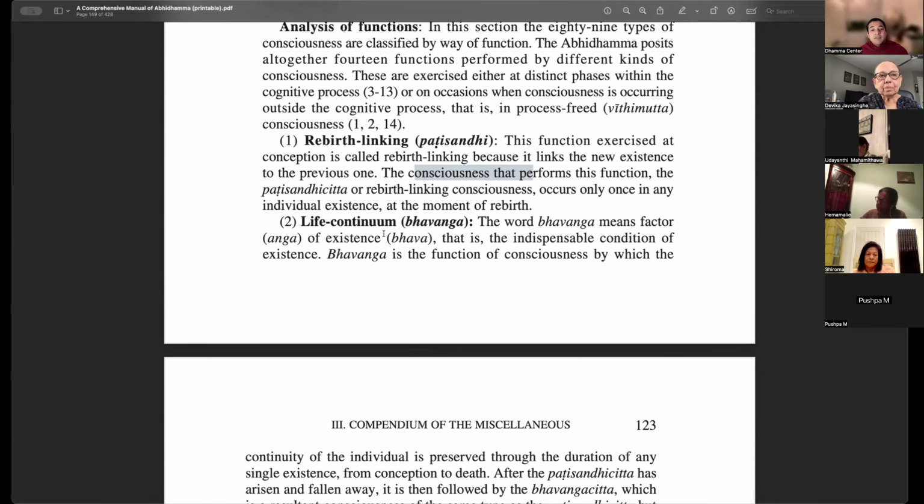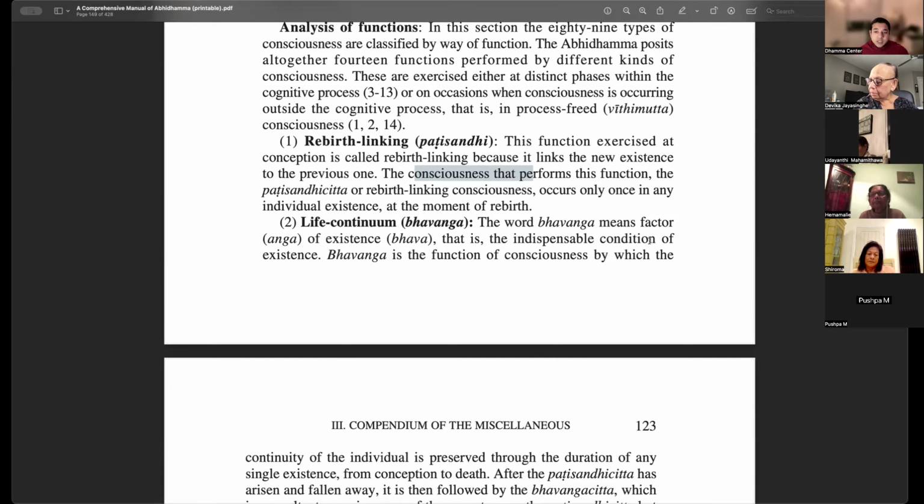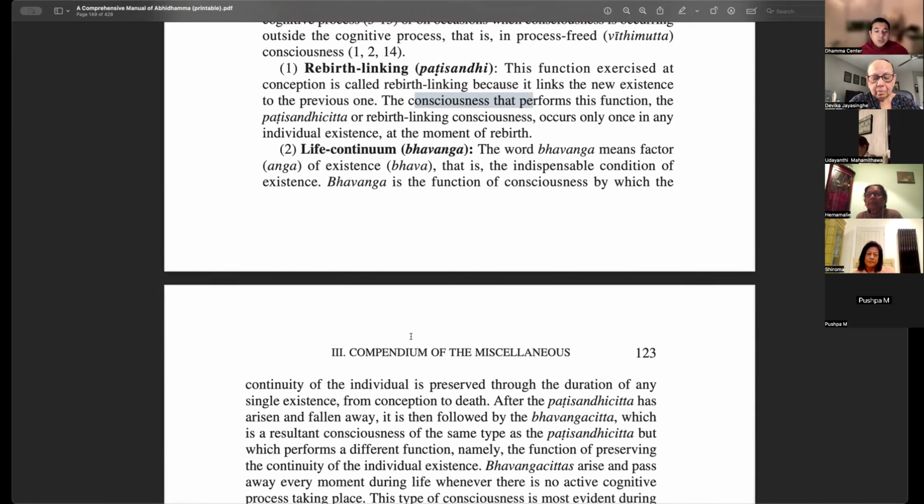Now, life continuum, Bhavanga. The word Bhavanga means factor, anga of existence. That is the indispensable condition of existence. Bhavanga is the function of consciousness by which the continuity of the individual is preserved through the duration of any single existence.